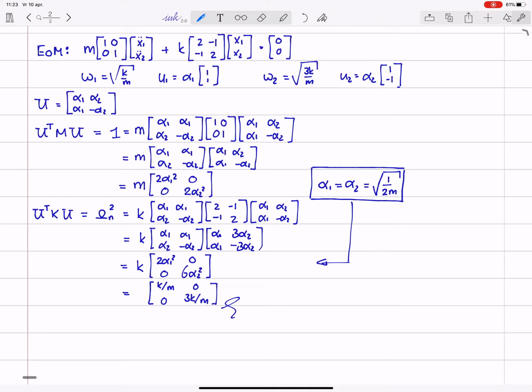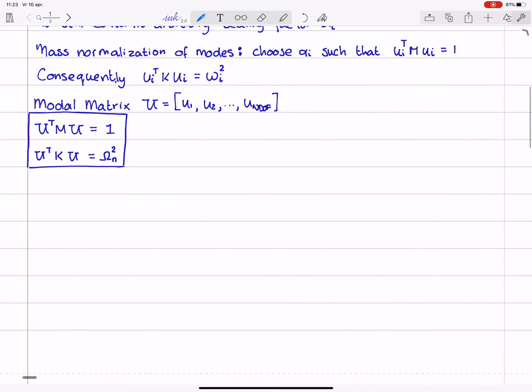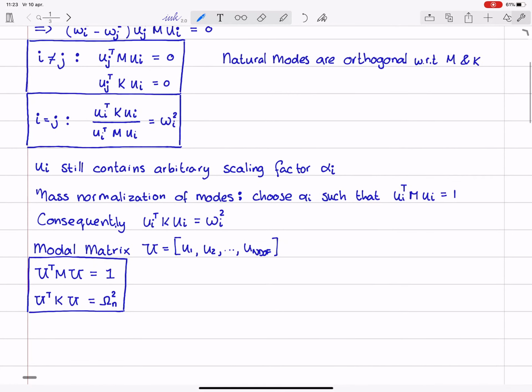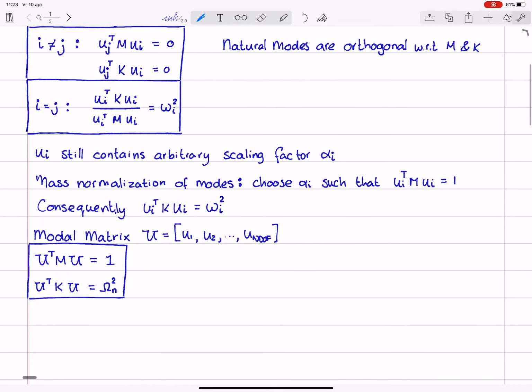All right, that concludes the lecture on orthogonality properties. I think the most important thing is that you understand these relations, and that you are convinced that U transpose MU and U transpose KU will produce a diagonal matrix. What we will use it for in terms of free and forced vibrations, I will explain to you in the next video lectures. I'll see you there.